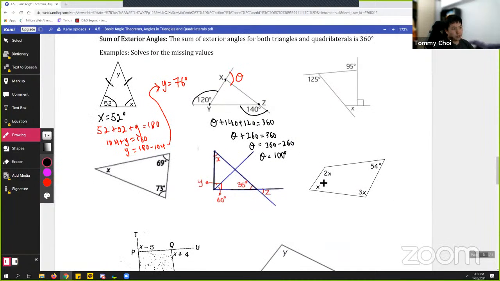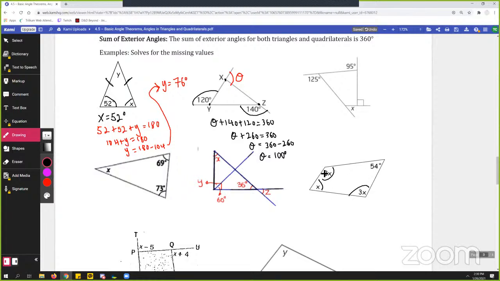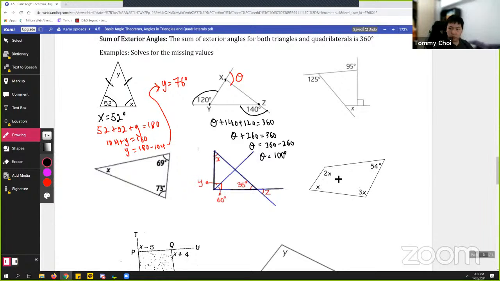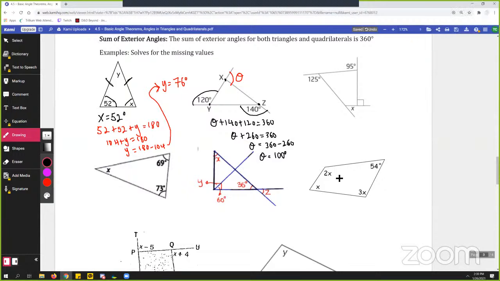So for this one, you need to find all of the missing values. Let's find all three of these. We should probably solve for x first. The first angle is x, the second angle is 2x, the third angle is 54, and the fourth angle is 3x. What does 2x mean? It just means 2 times x. Oh, okay. All right.